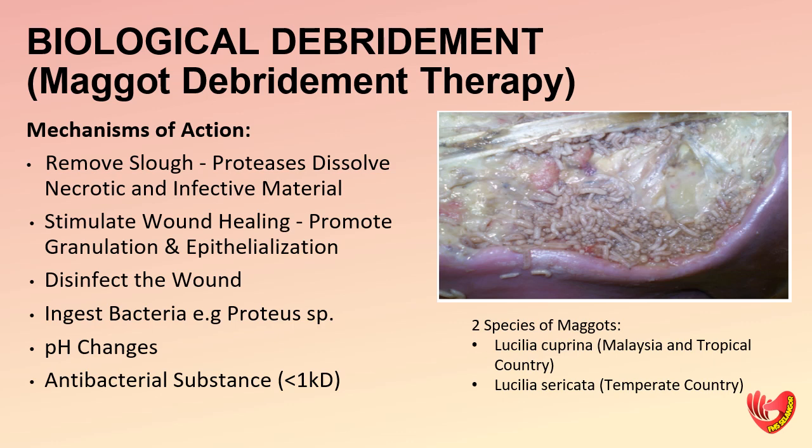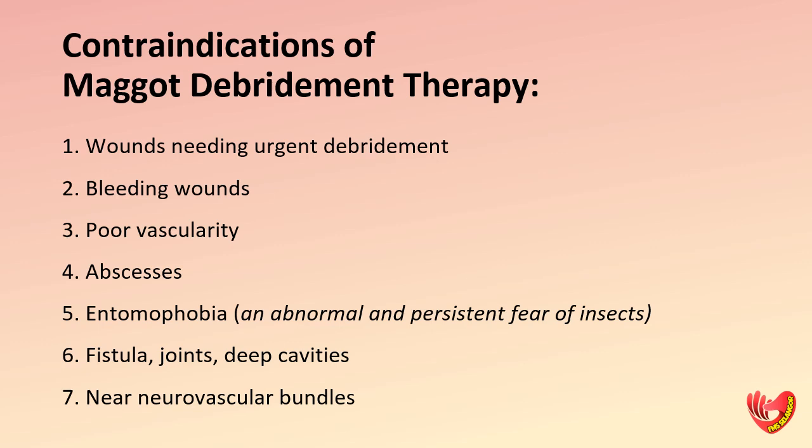There are two species of maggots. In Malaysia, we usually have Lucilia cuprina. Following shows the mechanisms of action using the maggot debridement therapy. All these are the contraindications of maggot debridement therapy. Please go through it carefully.